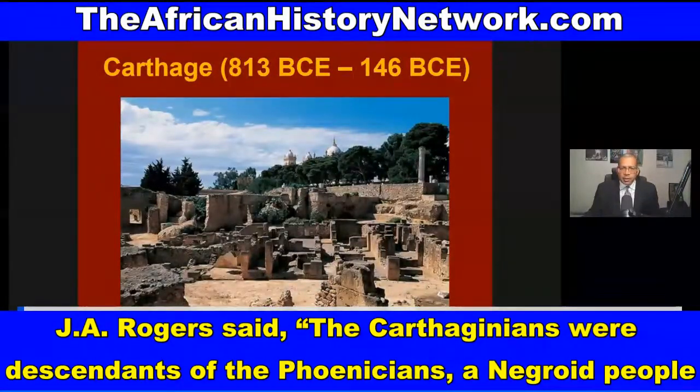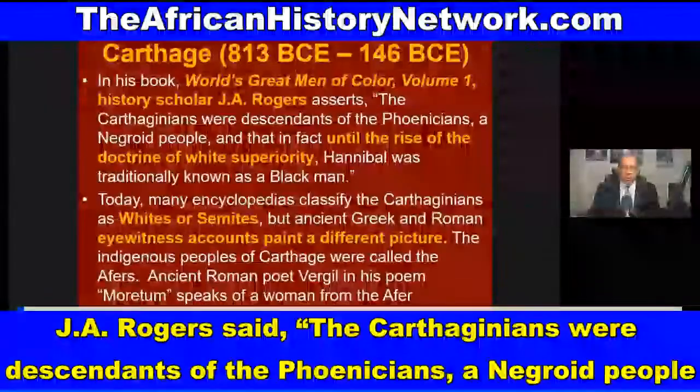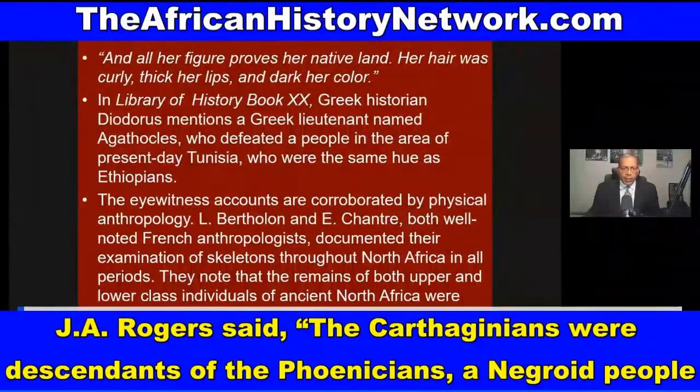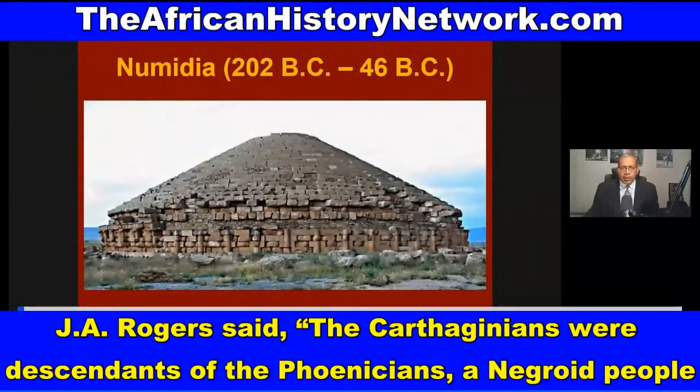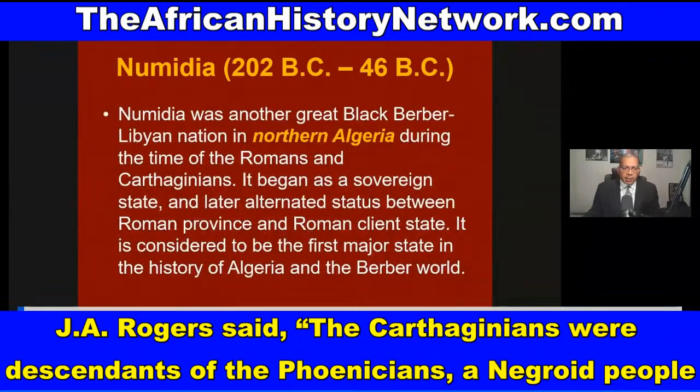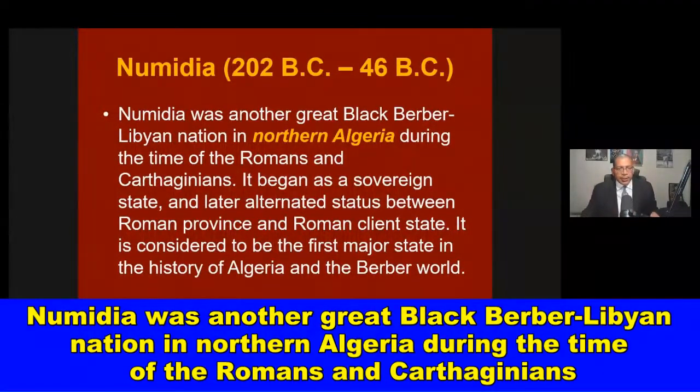Okay, so we have Carthage. Europeans try to claim Carthage for themselves also, and we deal with Carthage in the class, and the Punic Wars. We talk about Numidia also, which existed from about 202 BC to 46 BC, because we go through and look at different African civilizations. We'll go through and look at a chronology of thousands of years of history. Now, Numidia was another great Black Berber Libyan nation in northern Algeria during the time of the Romans and Carthaginians.